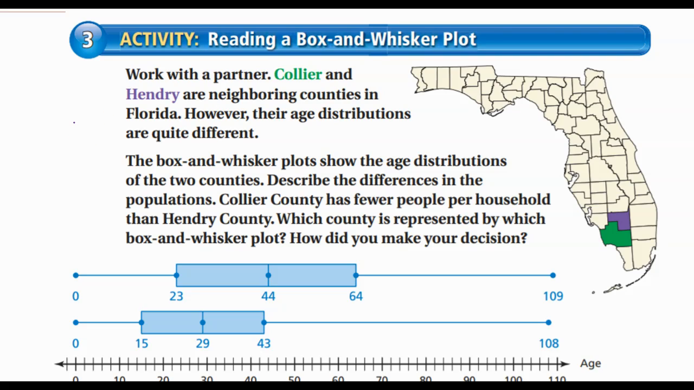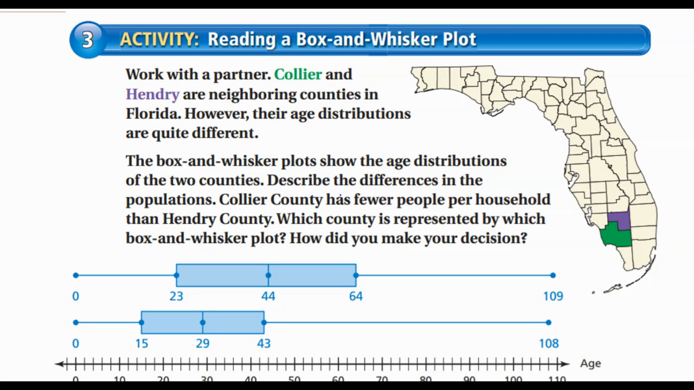It says, work with a partner. We're not going to do that. We're just going to work over YouTube. It says Collier and Hendry are neighboring counties in Florida. We can see the green over here is Collier County. The blue county is Hendry County. However, their age distributions are quite different. The box and whisker plots show the age distributions of the two counties. Describe the differences in the populations.